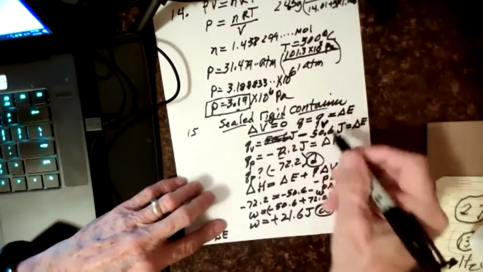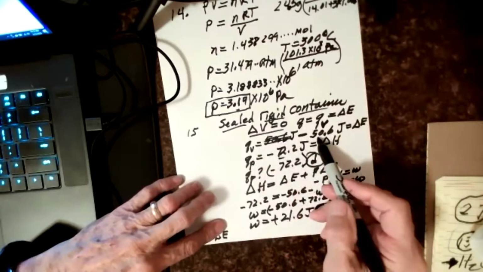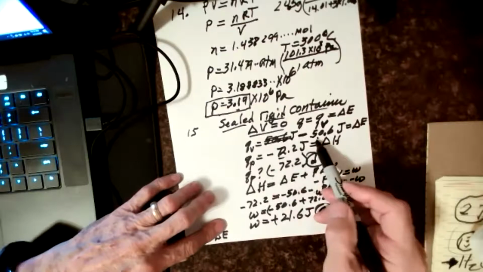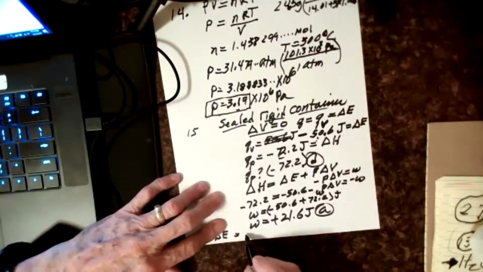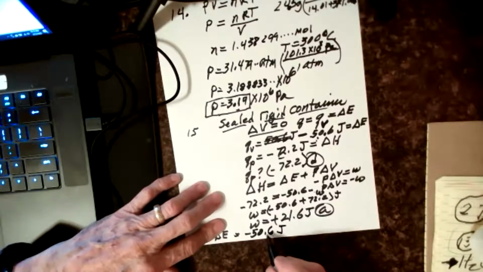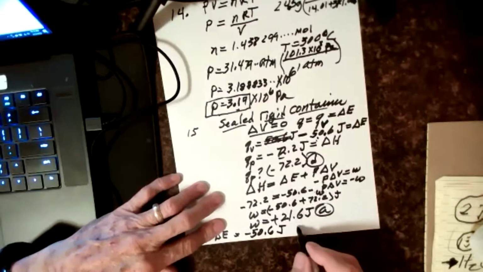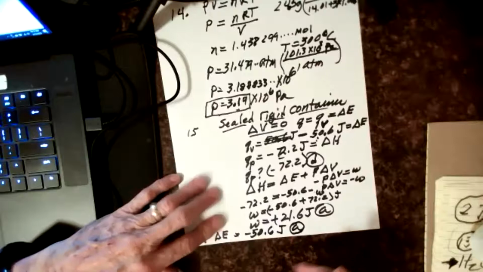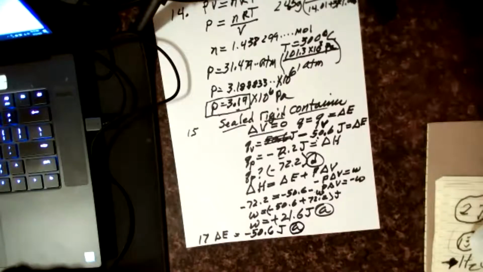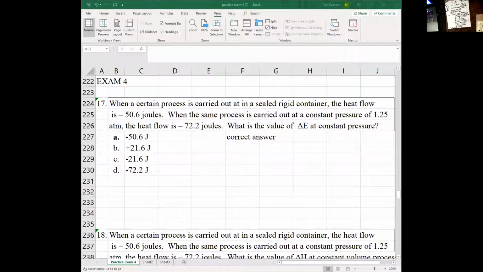Well, we did that way back up here in the beginning. Delta E was Q at constant volume, so that's going to be equal to minus 50.6 joules. And on the question, that's response A. So go back and look and go on. Okay, so we're good there.